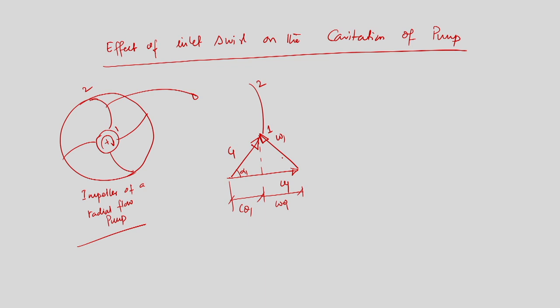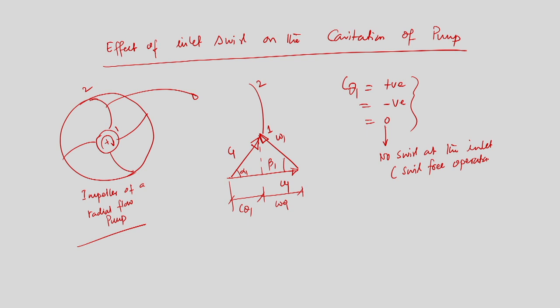Now, we have seen that the swirl component C theta 1 may have a positive value, a negative value, or zero. If it is zero, that is no swirl at the inlet, that is swirl free operation. If C theta 1 is positive, the swirl component has a positive value, and we may also have a negative component of C theta 1, that is a negative swirl at the inlet.